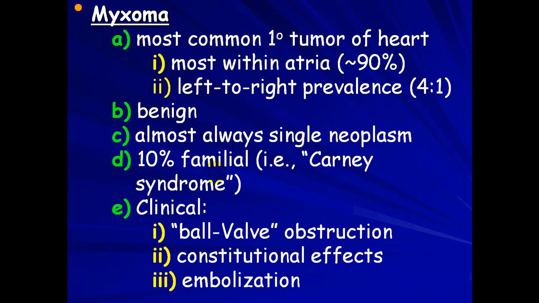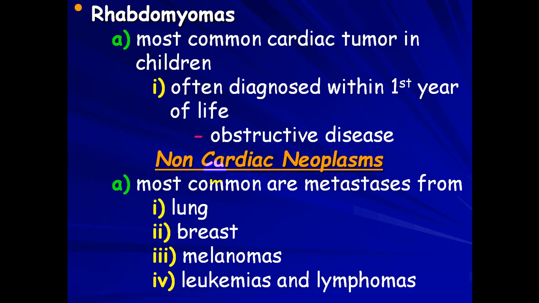Some are familial, what is called Carney syndrome. Clinically, ball valve obstruction like mitral valve stenosis. Constitutional symptoms, fever, high ESR, and so on. Embolization is a risk. Rhabdomyoma is the most common cardiac tumor in children, often diagnosed within the first year of life. Obstruction disease, and in follow-up it will disappear after half a year or 1 year.